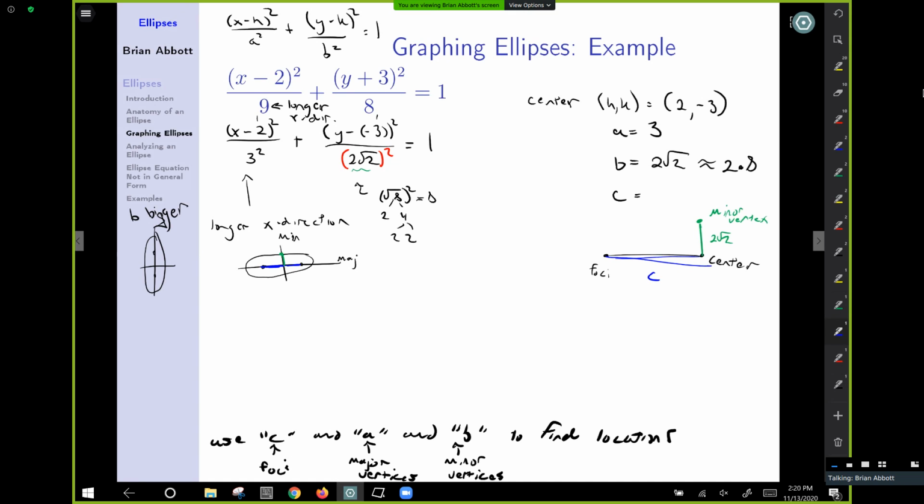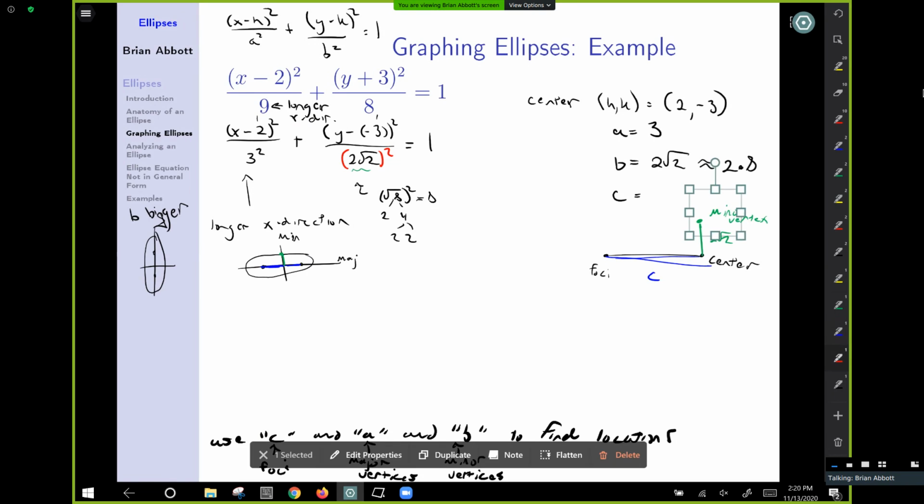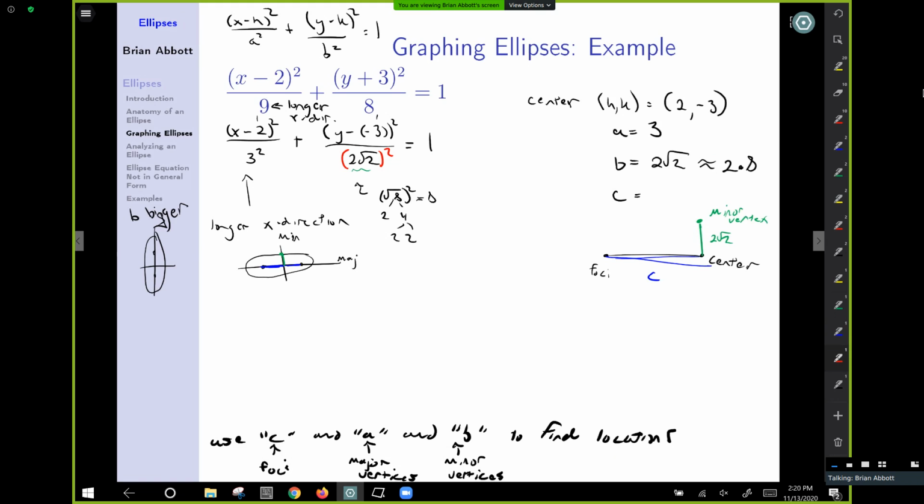That's c. However, we do know something about the diagonal, and I could use red because I haven't used red yet. So I'm going to make this distance red. What is this distance here? Well, I'm going to call it A. I'm going to tell you that it's A. And so we know that it's 3. But in words, what is it? It's always the distance from the center to the major vertex.